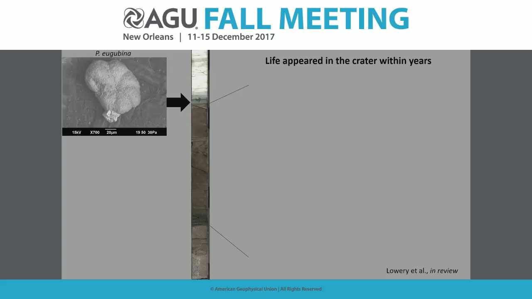The very base of that white limestone contains Parvularugoglobigerina eugubina. This is one of the first new species to evolve in the Paleocene. It marks the base of a foram zone that starts about 30,000 years after the impact. So we're pretty confident that right here, almost exactly the base of this limestone is 30,000 years after the boundary. What we are very interested in is how long the rest of this takes.